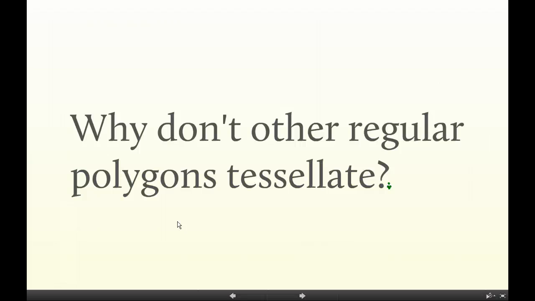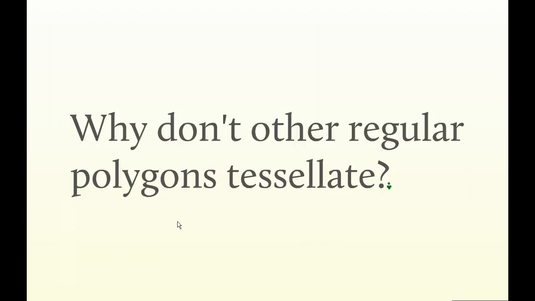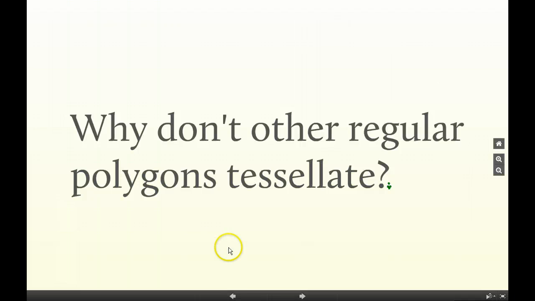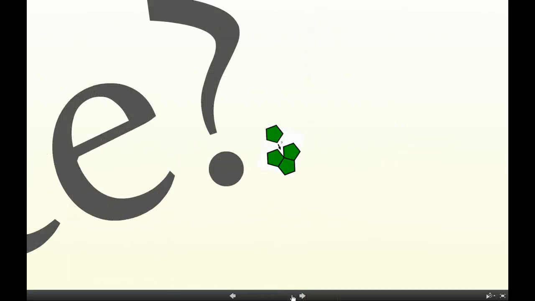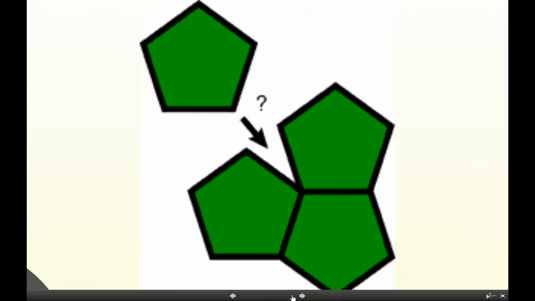So why don't other polygons tessellate the plane? Well, if we look at a tessellation of pentagons, 3 pentagons fit together, but a 4th pentagon won't fit in the empty space. So the reason that other polygons don't tessellate the plane is they don't fit. They don't cover the plane.